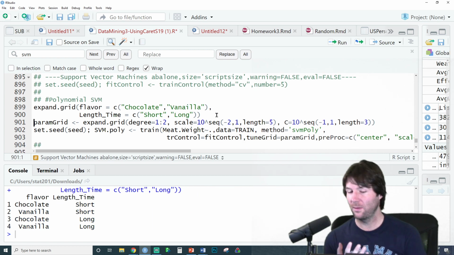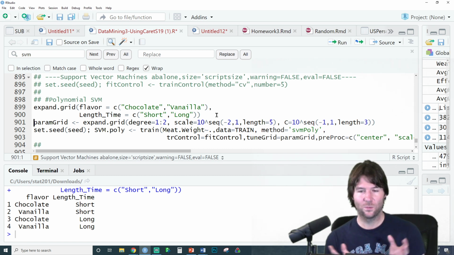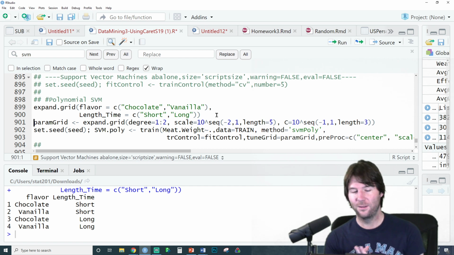So when we take a look at it, there it is right there. I didn't do it in the right order. Doesn't matter, because we're just going to look and see how they all do. It doesn't matter to the model which one it does first. It doesn't matter to R which one it tries first. So I guess the algorithm is chocolate short, vanilla short, chocolate long, vanilla long. It kind of permeates through the first variable.